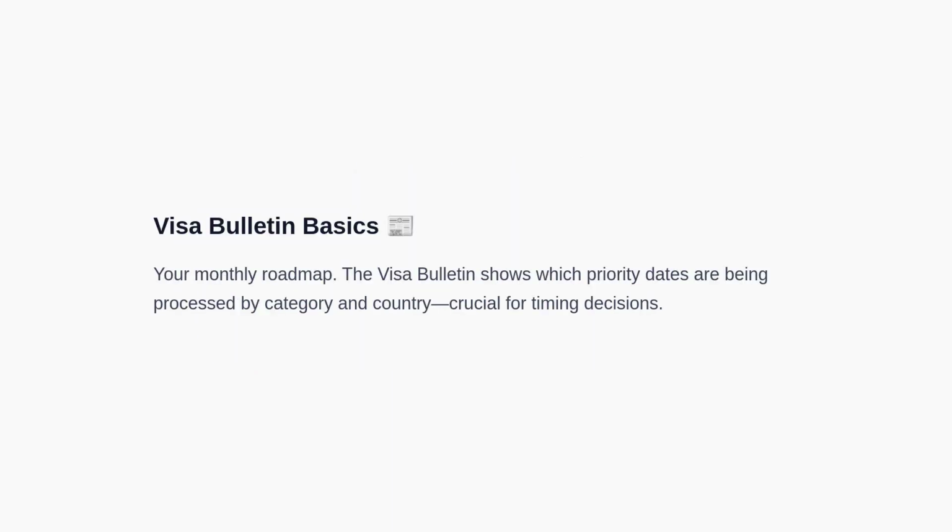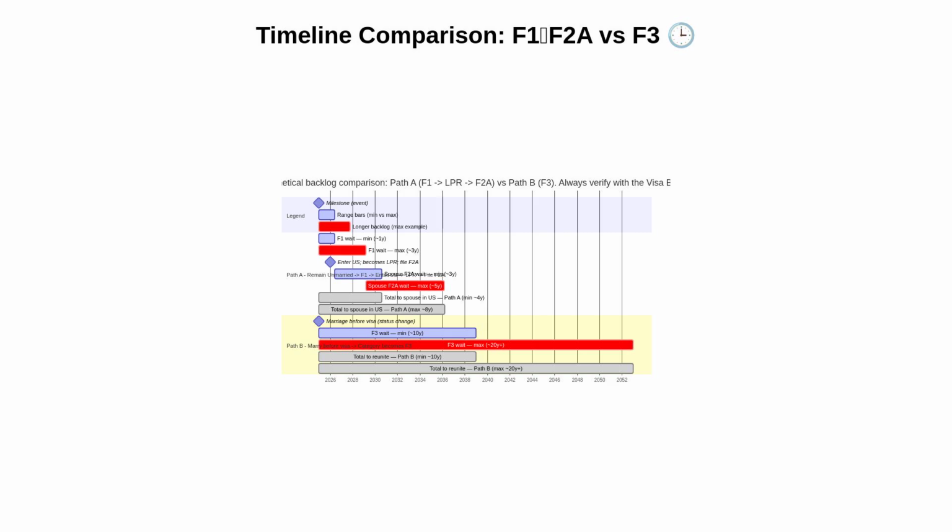Now, let's cover the VisaBulletin. The VisaBulletin is a monthly publication from the Department of State that shows which priority dates are current for each family preference category and country. It enables you to estimate how close you are to visa availability, assess trends, and plan life events accordingly. Because marrying too soon can change your category from F1 to F3, checking the VisaBulletin before making any decisions is essential. This Gantt-style diagram compares two paths.